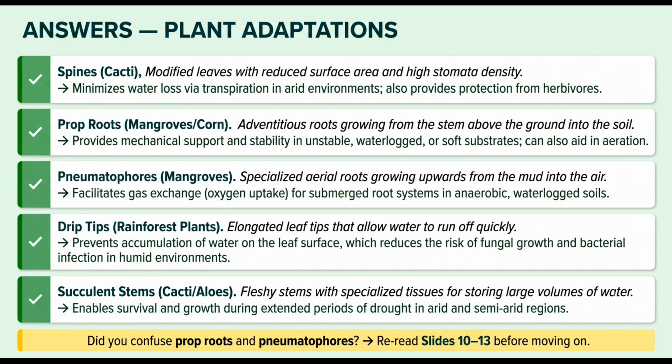Welcome back. Let's go through the model answers. Prop roots. Arching stilt-like roots growing from the trunk into the mud. They distribute the tree's weight across soft mud for stability, and their lenticels absorb oxygen at low tide.